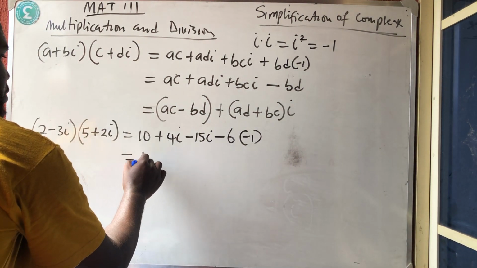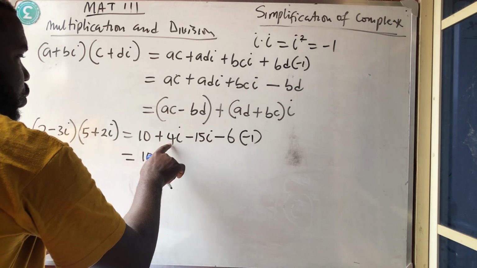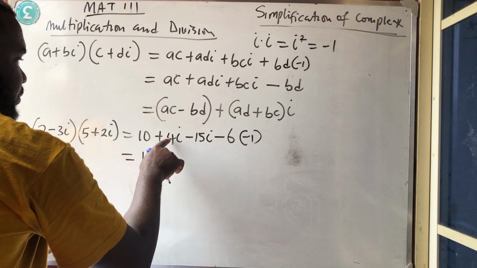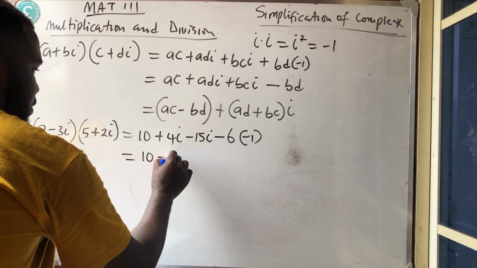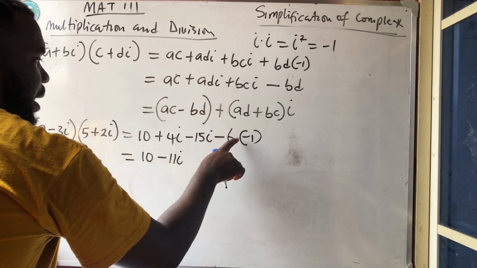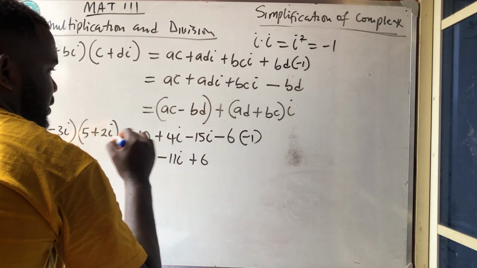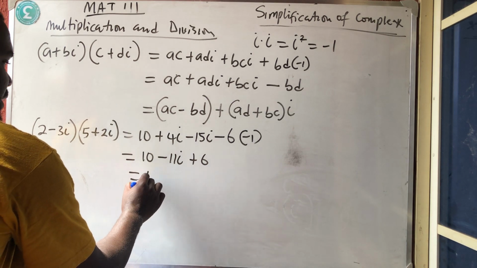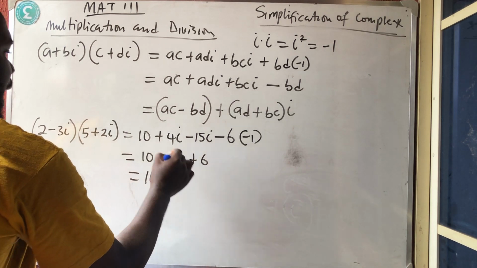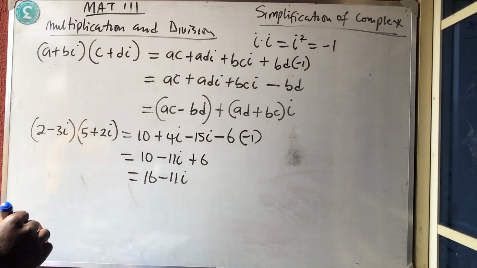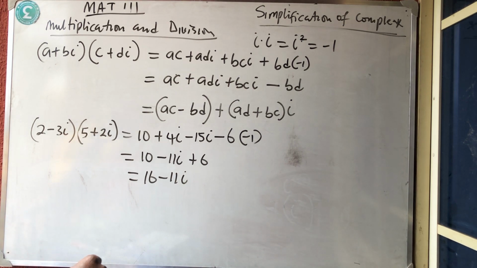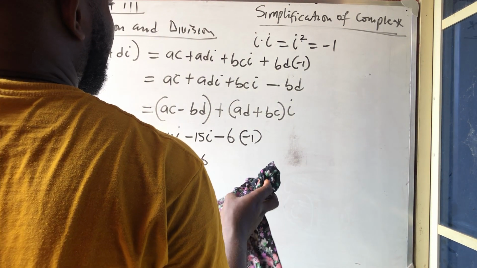So my answer is now 10. These two will give you 4i minus 15i, which is minus 11i. Then minus times minus 1 is plus 6. So this plus this will give you 16 minus 11i. You see, as simple as that. That is how to multiply complex numbers.